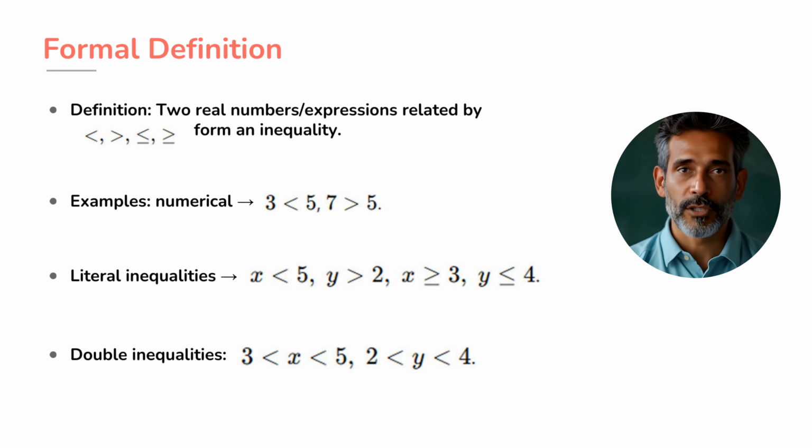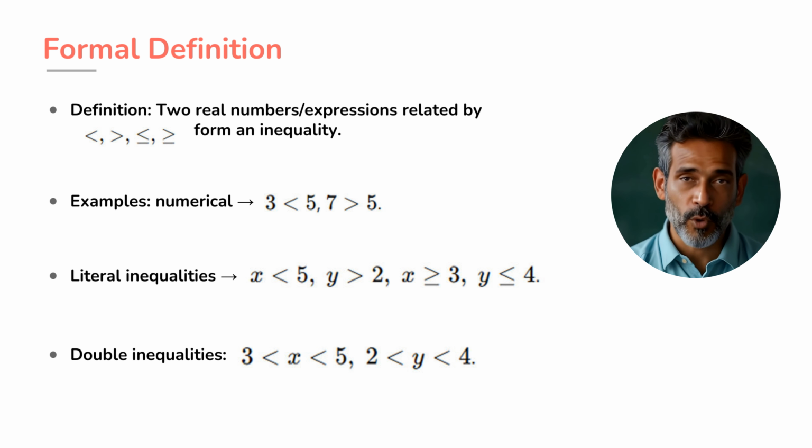Formally, two real numbers or two expressions related by the symbols less than, greater than, less than or equal to, or greater than or equal to form an inequality. Examples: 3 < 5, written as 3 is less than 5, and 7 > 5, written as 7 is greater than 5. Examples with variables: x < 5, y > 2, x ≥ 3, y ≤ 4.